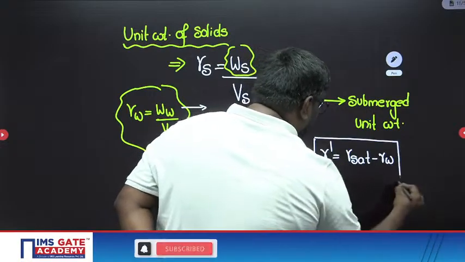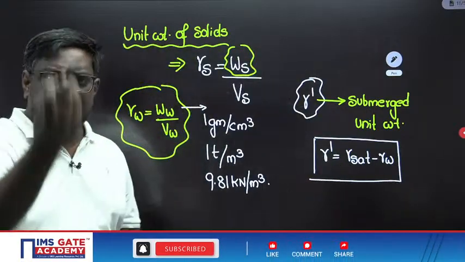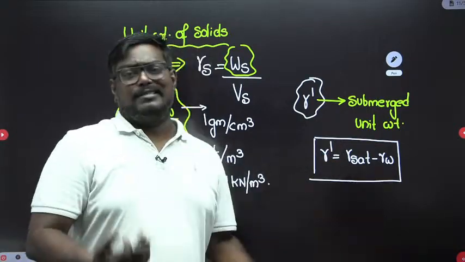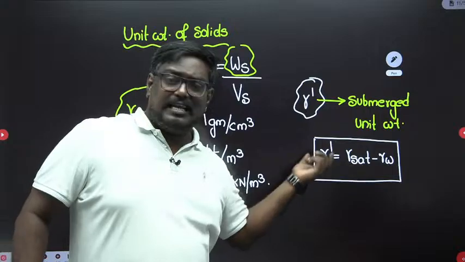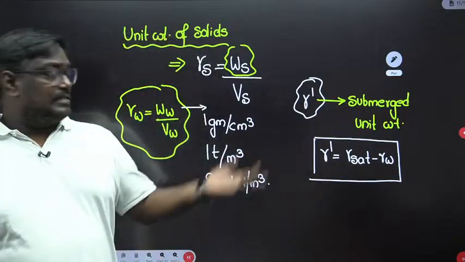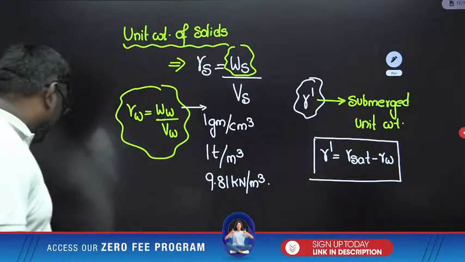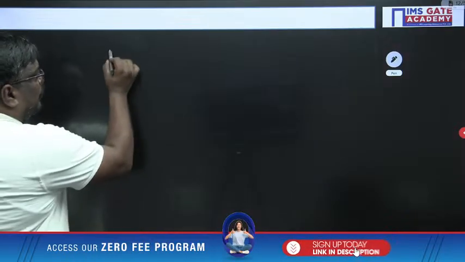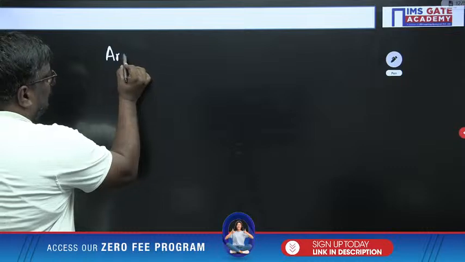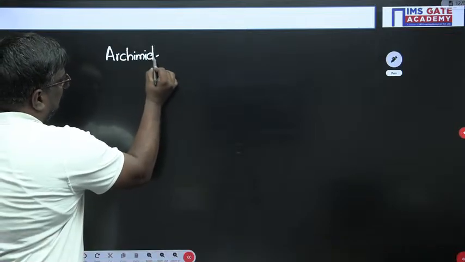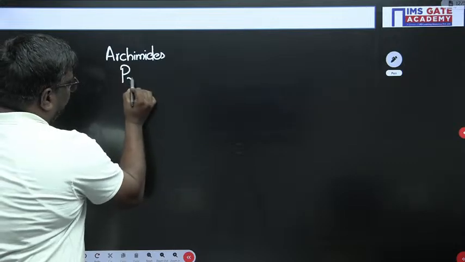So due to buoyancy principle, self-weight always acts downwards and the buoyancy force due to water acts upward. So if you consider the resultant, the submerged unit weight is nothing but gamma sat minus gamma W. Now let me tell you another equation also. In some of the beautiful problems in GATE, they can ask you the Archimedes principle. Okay, sir, they can ask you the Archimedes principle.